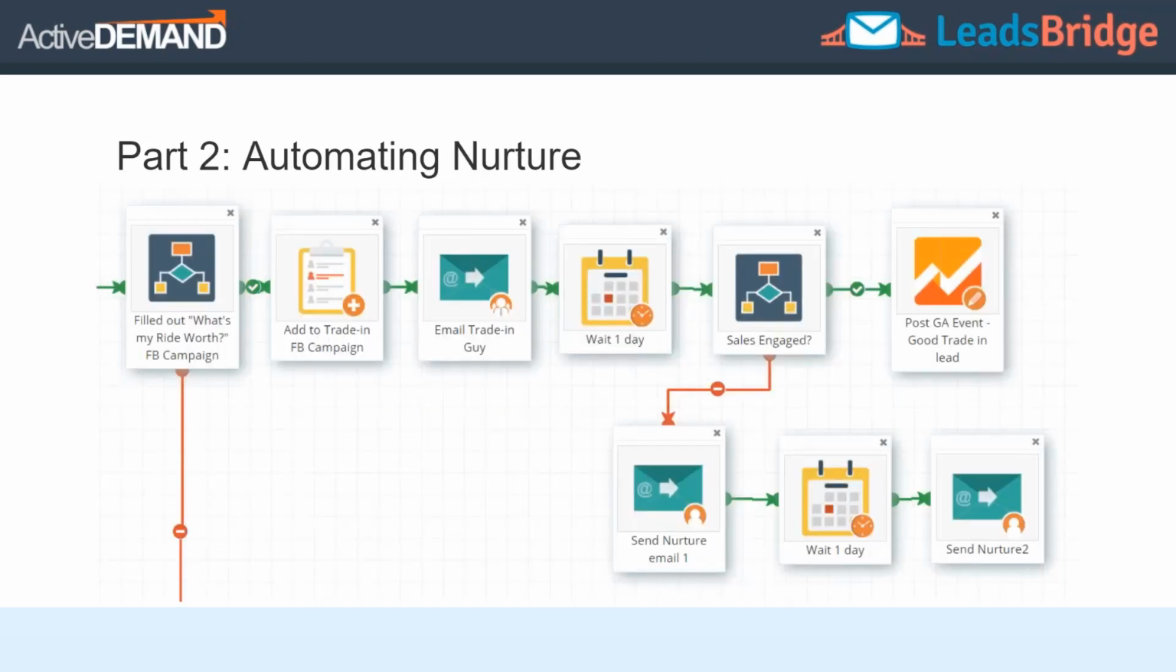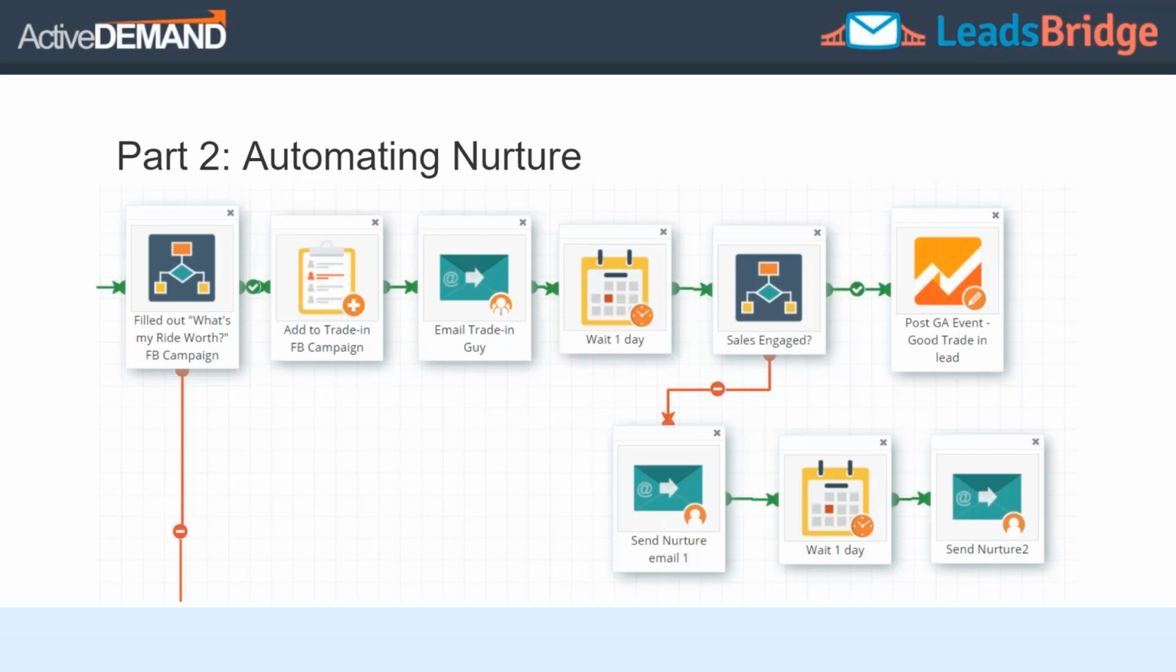The other thing we can start doing is automating the nurture and putting some decisions in here to make the system a little bit smarter. So for this example, I've got a Facebook lead campaign, one of these what's my ride worth campaigns. The idea with these is to get trade-ins and try to get a new car off of it, right? Some of the things we could do in a workflow would be adding them to a particular campaign for retargeting. We could email our trade-in guy, wait a day, and then here's the magic part, put some decisions in place to decide what to do with that lead next.